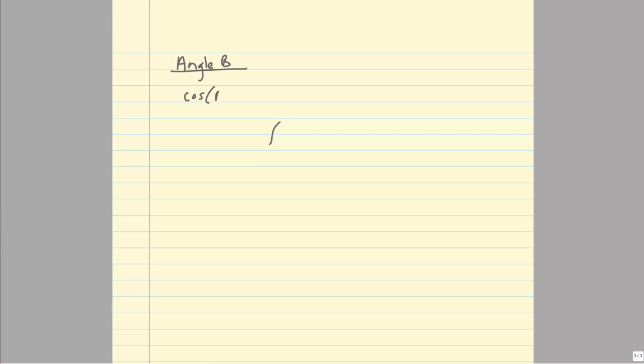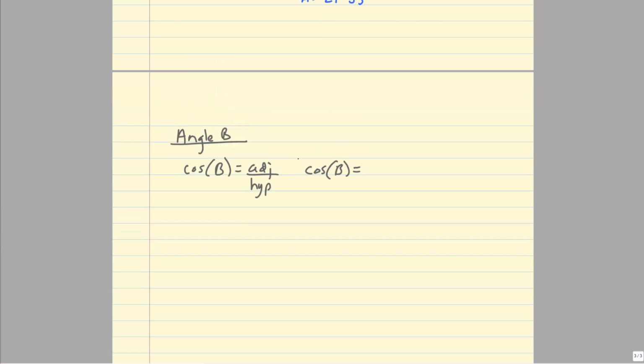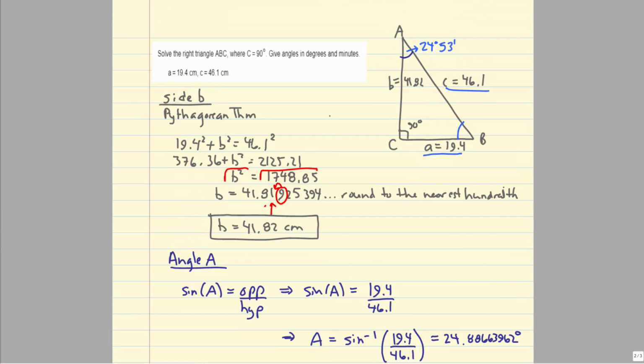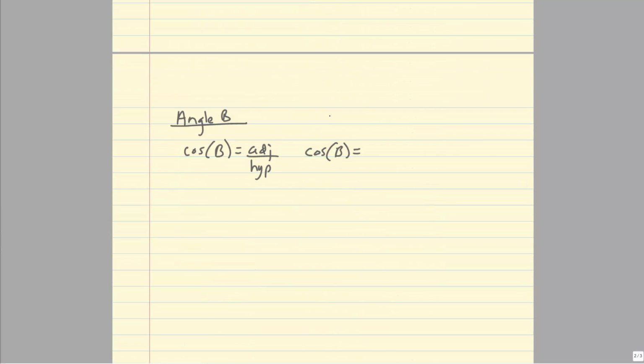So the cosine of B would equal adjacent over hypotenuse. Let's run up and find those numbers. My adjacent leg was 19.4. My hypotenuse was 46.1. So solving here, I would take the inverse cosine of both sides and I'd get angle B equals inverse cosine of 19.4 over 46.1.